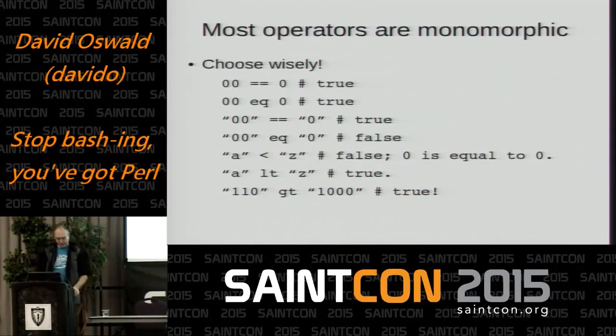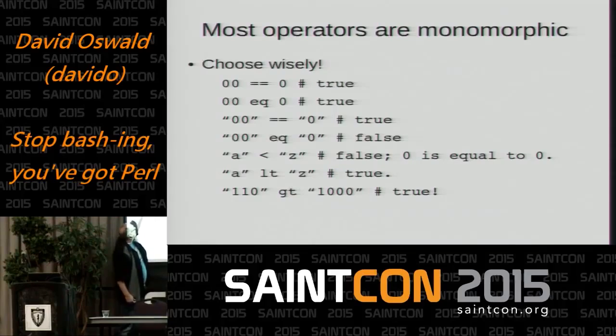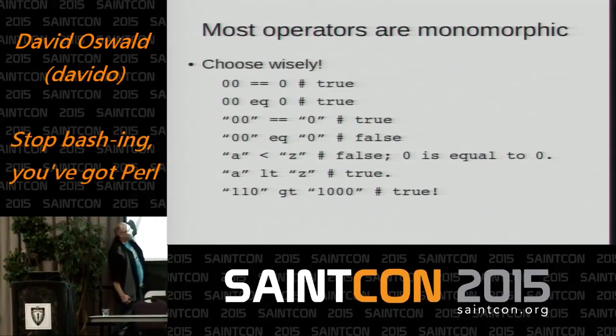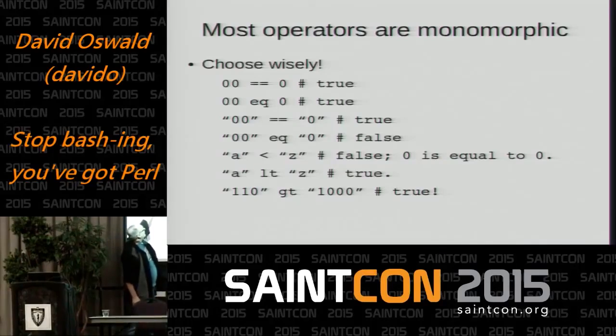Most operators are monomorphic. So in numeric context, 0.0 is the same as 0. In string context, 0.0 is not quoted, so that's a number. It still becomes 0 to Perl, and then it's turned into a string and equated, and "0" and "0" string-wise equate to true. But here these two are being treated as numbers, so 0.0 numerically is equal to 0, true, but "0.0" string-wise is not equal to "0", false.